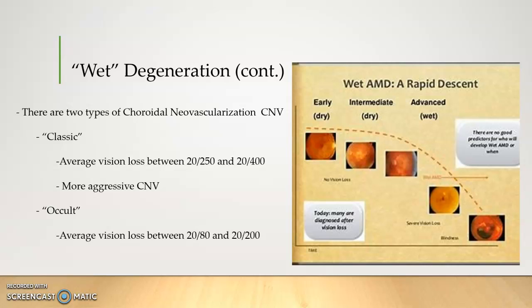So with wet degeneration, there are two types of the CNV. There's classic, with average vision loss between 2250 and 2400. It's the more aggressive CNV. And then there's also occult, with average vision loss between 2080 and 2200. In the chart, it also just shows you how it goes from an early form of AMD, which is still dry, to an intermediate form of AMD, which is still dry, to, in this case, an advanced form of the AMD, which turned wet. And that's just the progression of how this patient developed it.